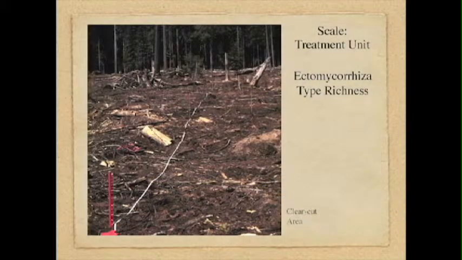75% aggregated retention with these 1 hectare circles cut out. And then over here, 15% dispersed retention. The scale of our investigations was at the treatment unit, and one of our response variables then was species richness.